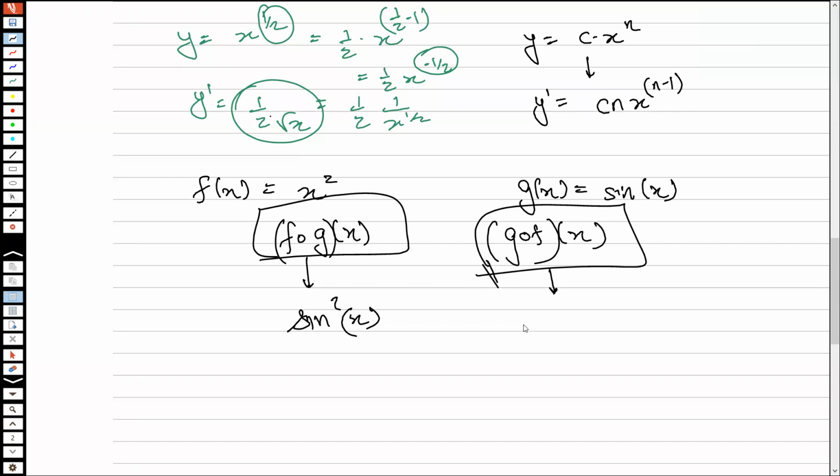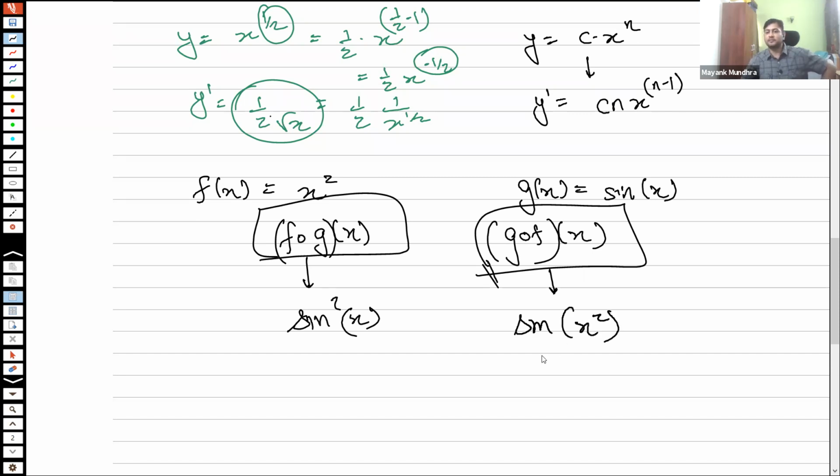Yeah, what is g of f? So it is g of sine x, I don't want g. Sine x square. Very good. Sine of x square. Okay, this is sine square of x and this is sine of x square. So both these functions are going to be differentiable. You don't need to check for the differentiability again for these two functions.